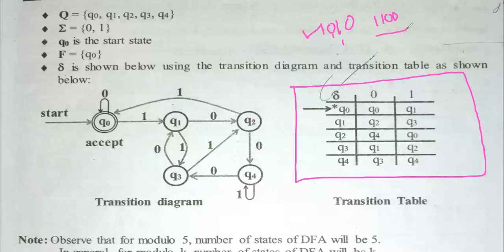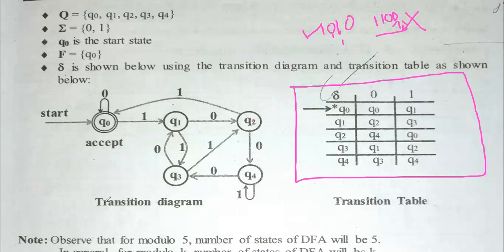Then we'll compare this with another value, 1100. See, double 1: first 1, second 1. Later we have 0, so you go to Q1 exactly. Later you have another 0, so you go to Q2. So you are at Q2 when you reach the end of this string. Obviously it will be rejected.